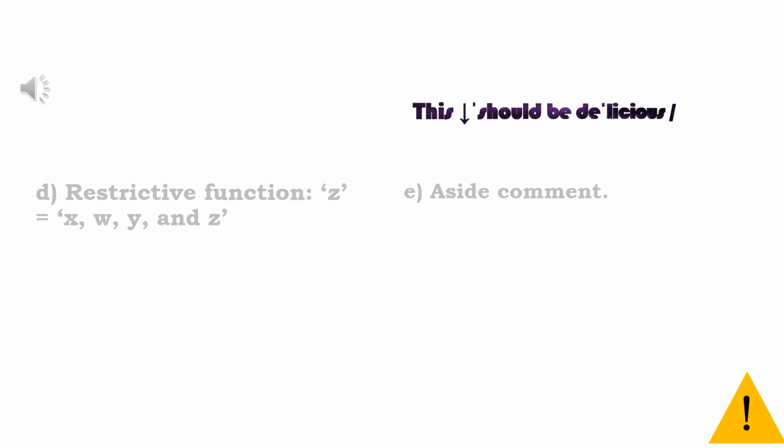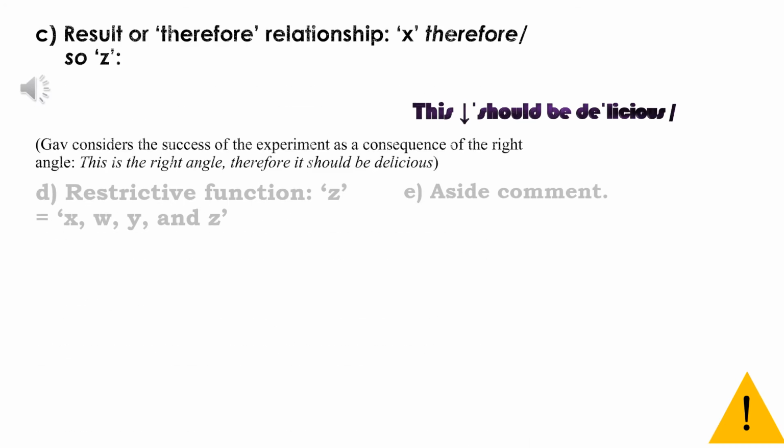The following meaning of low key is that of a result or therefore relationship: X therefore Z, or so Z. The idea here is a sort of inverse relationship between the two tone units. The one that we saw in B was that of cause, and it was established, remember, on the second tone unit. So here on the second tone unit, what we have is the consequence of an action that is expressed in the first tone unit. So we're going to listen to the example.